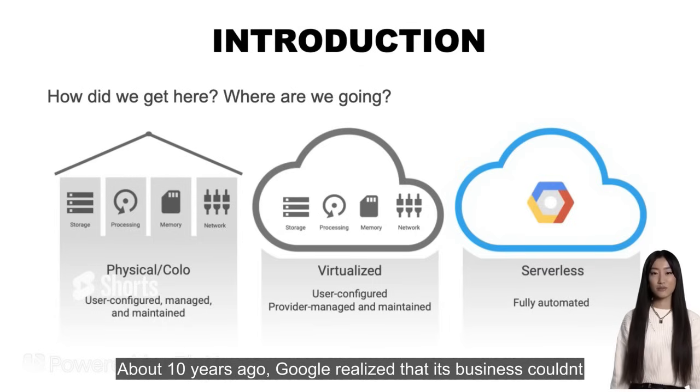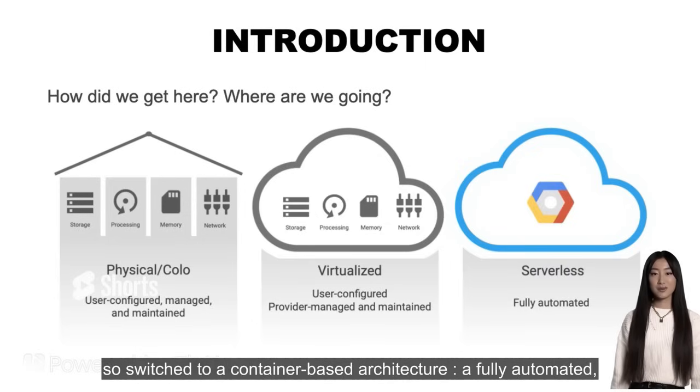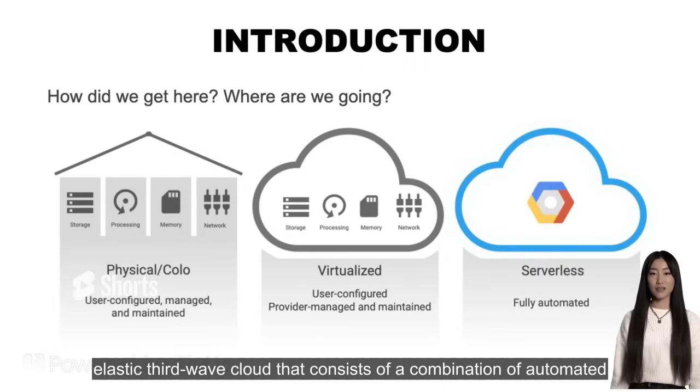About 10 years ago, Google realized that its business couldn't move fast enough within the confines of the virtualization model, so switched to a container-based architecture, a fully automated, elastic third-wave cloud that consists of a combination of automated services and scalable data.